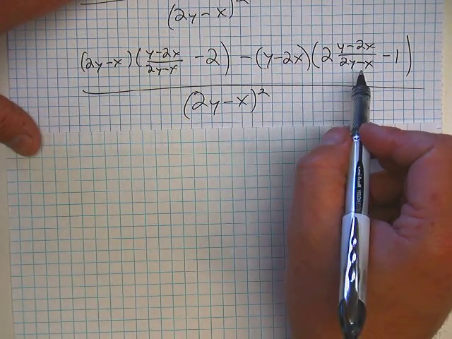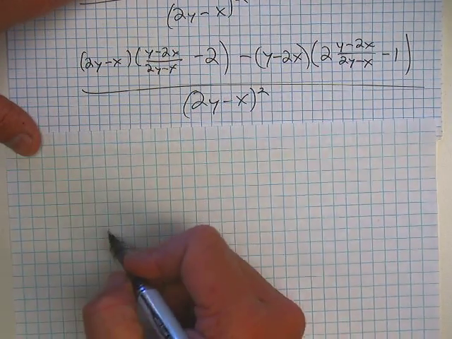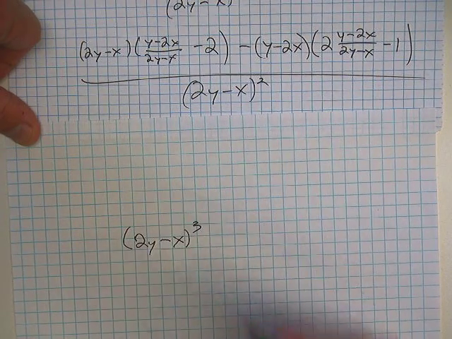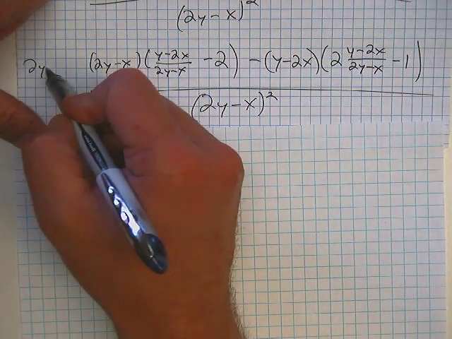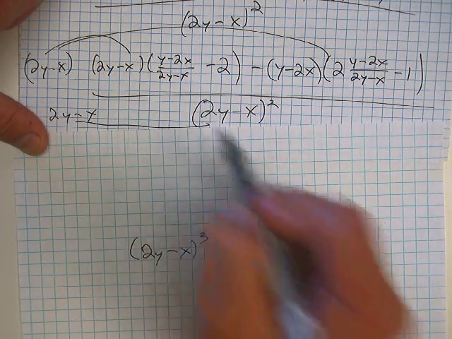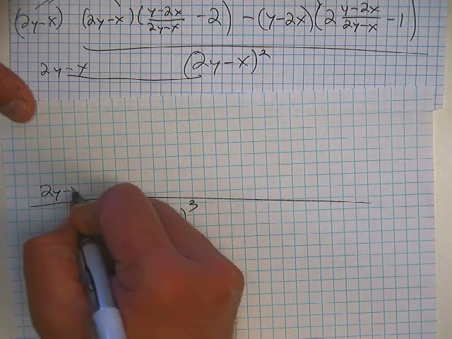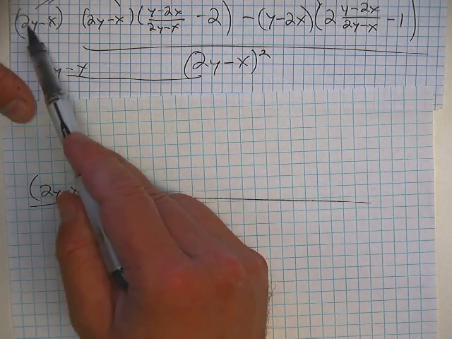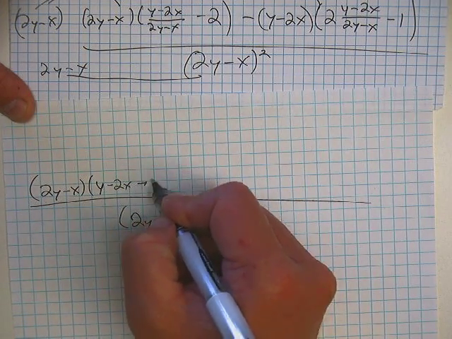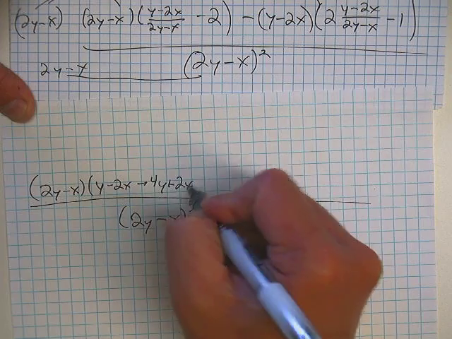So we're just going to multiply everything by 2y minus x, this thing by 2y minus x, this thing by 2y minus x, and this thing by 2y minus x. So we're going to get (2y minus x) cubed on the bottom. What I'm doing is I'm doing 2y minus x to here, here, and 2y minus x to there. Then on the top, I'm left with 2y minus x times 2y minus x times that, which gives us y minus 2x minus, okay, this is 2 times 2y minus x, 4y plus 2x.